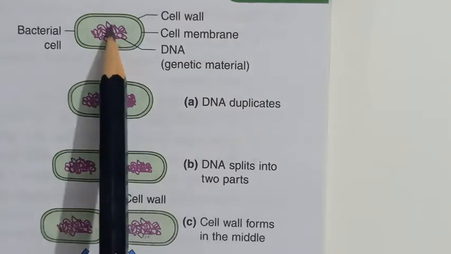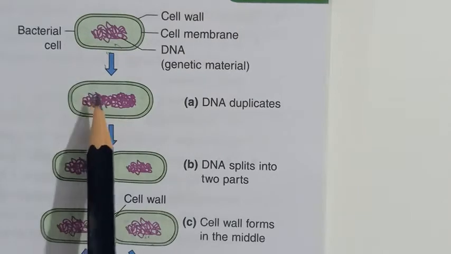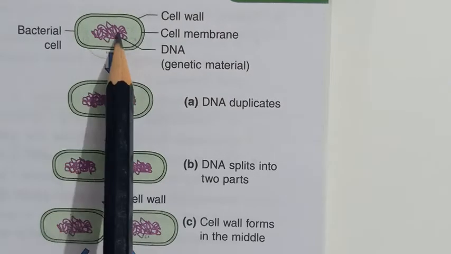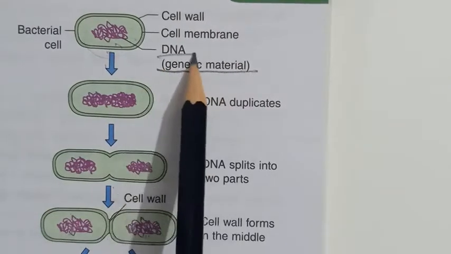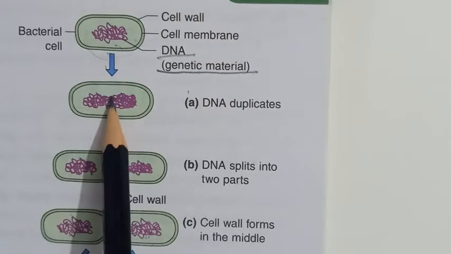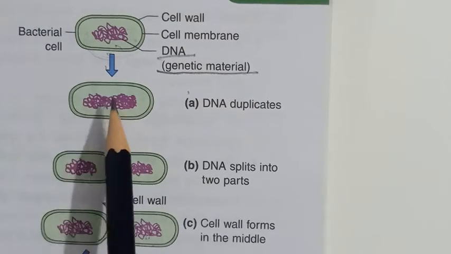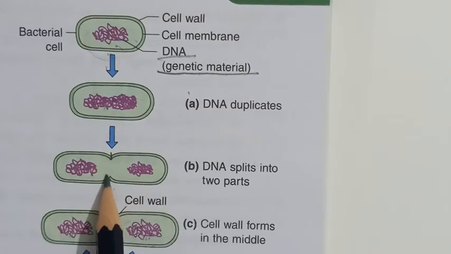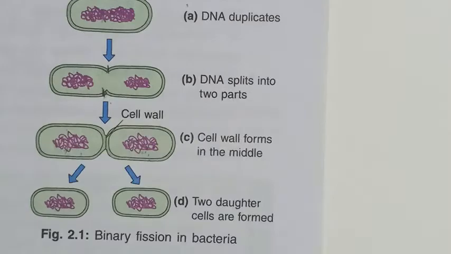In this method a cell duplicates, meaning it increases its content. The cell content along with genetic material, that is DNA, is duplicated and increases in size. Then after some time a constriction appears in the middle of the cell, which divides the cell into two identical cells called daughter cells. So student, the daughter cells formed grow to the original parent size and divide again.